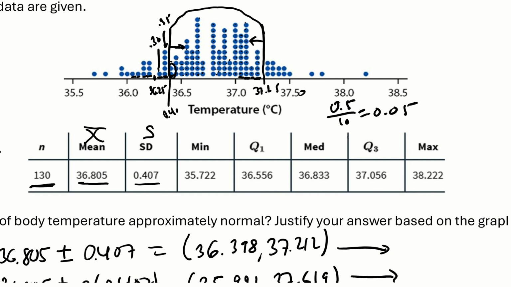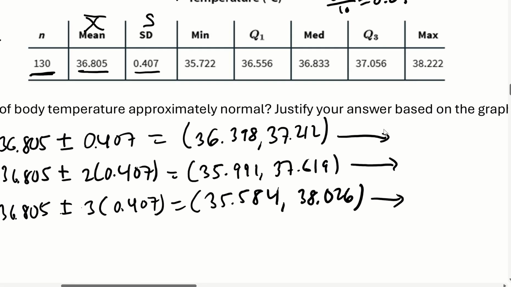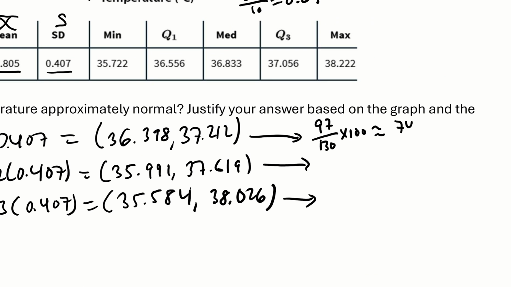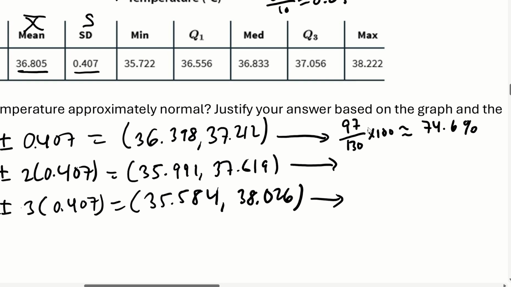All right, so there's a total of 97 from that right there. So 97 observations between there and there. So 97 out of 130. And we multiply that by 100 and we get about 74.6%. So about 75%. All right.